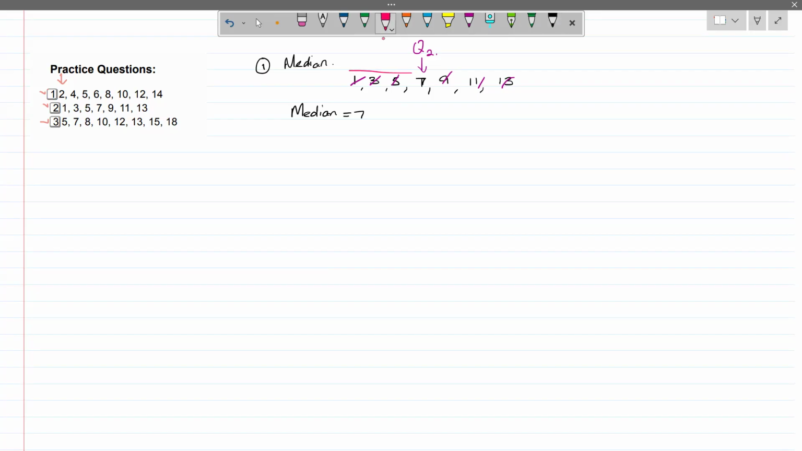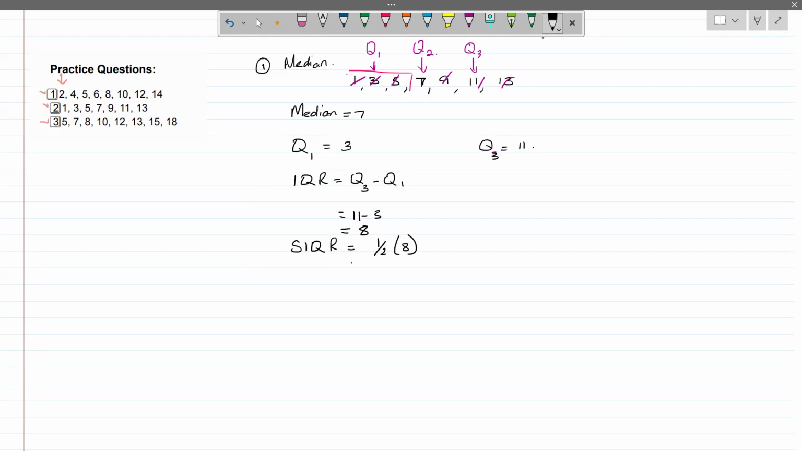This is my lower half. My Q1 value here is going to be 3. My Q3 value here is going to be 11. And my interquartile range will be Q3 minus Q1. We're going to get 11 take away 3, which gives me 8. Semi-interquartile range, half of 8, is 4. So this was number 2.